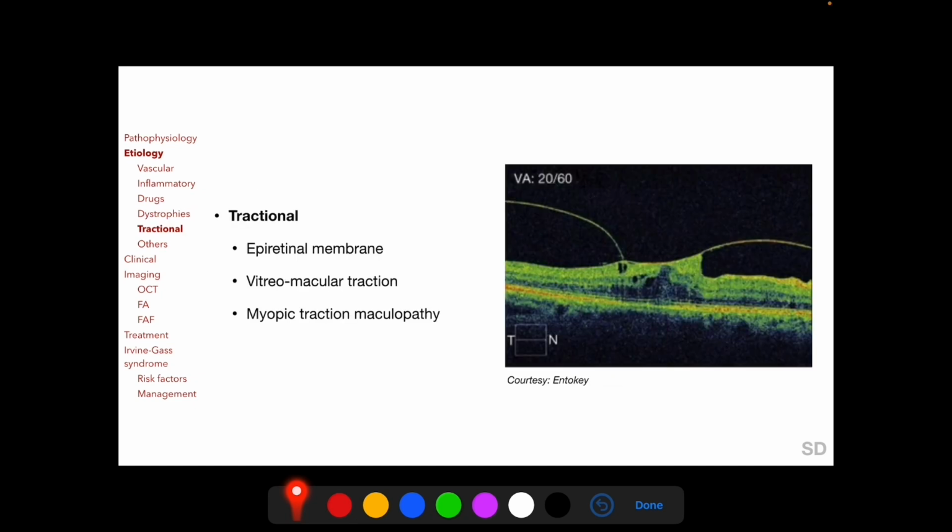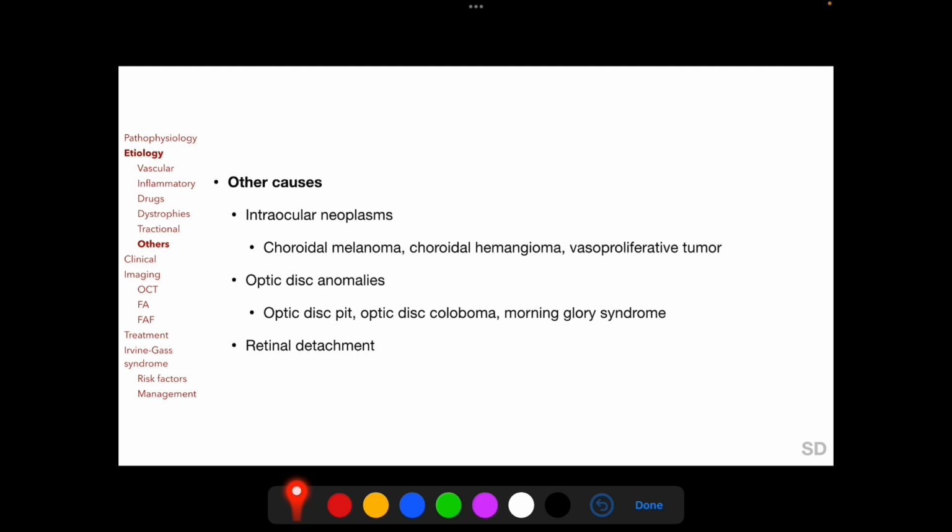Tractional causes of CME include epiretinal membrane, vitreomacular traction as seen here in this OCT, and myopic traction maculopathy. Other causes of CME include intraocular neoplasms such as choroidal melanoma and choroidal hemangioma, optic disc anomalies such as pit, coloboma, and morning glory syndrome, and CME can also occur within a detached retina.